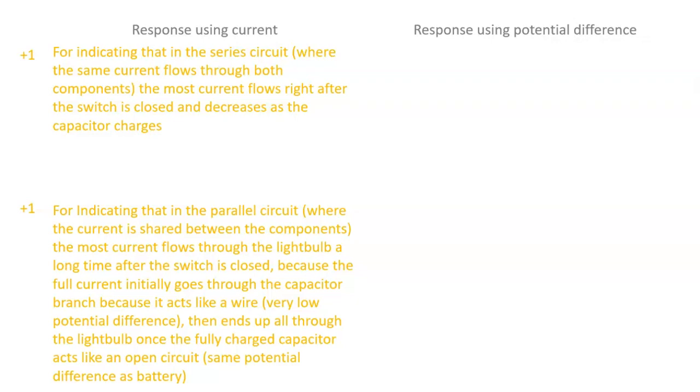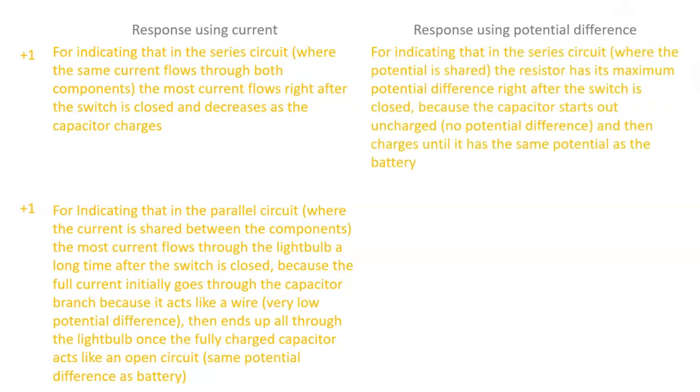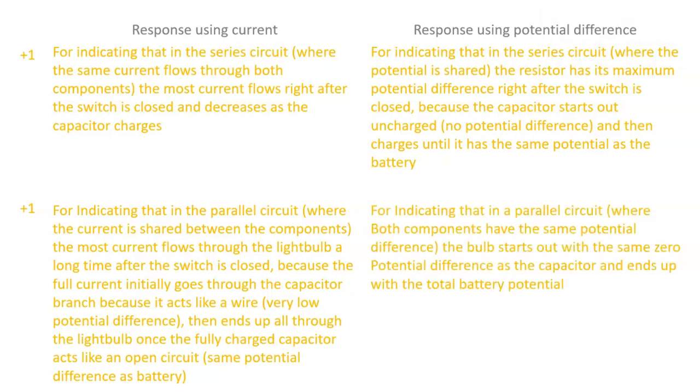If you discussed your response using conservation of energy using potential difference, your first point would be for indicating that in the series circuit where the potential is shared, the resistor has its maximum potential difference right after the switch is closed because the capacitor starts out uncharged with no potential difference and then charges until it has the same potential as the battery. Your second point would be for indicating that in a parallel circuit where both components have the same potential difference, the bulb starts out with the same zero potential difference as the capacitor and ends up with the total battery potential.